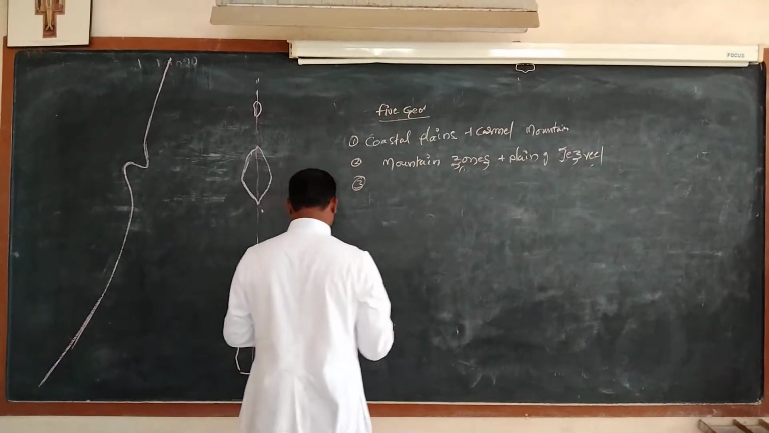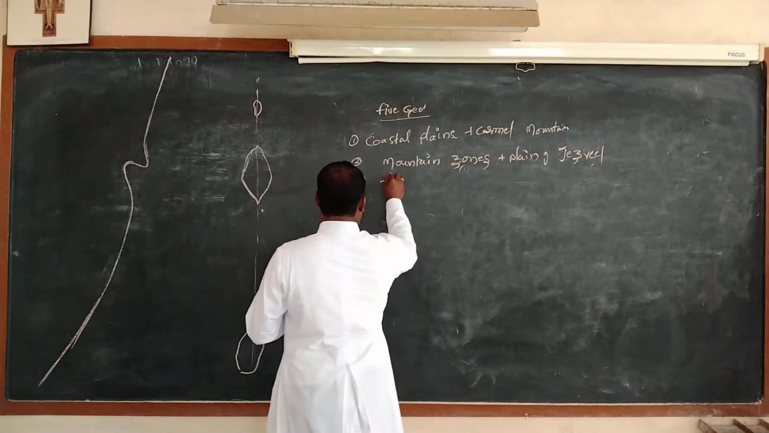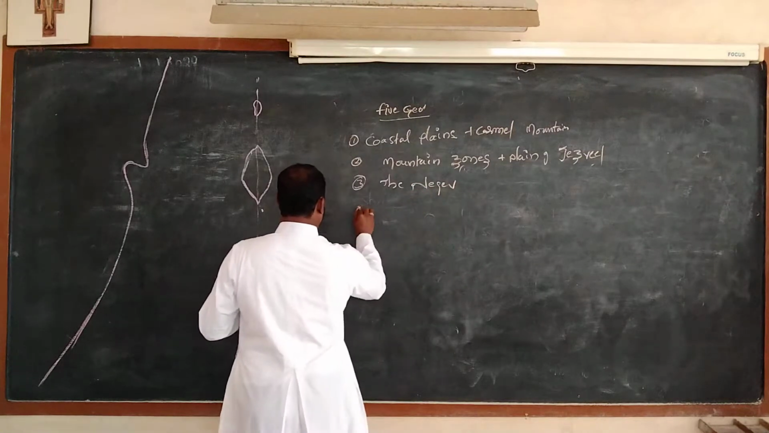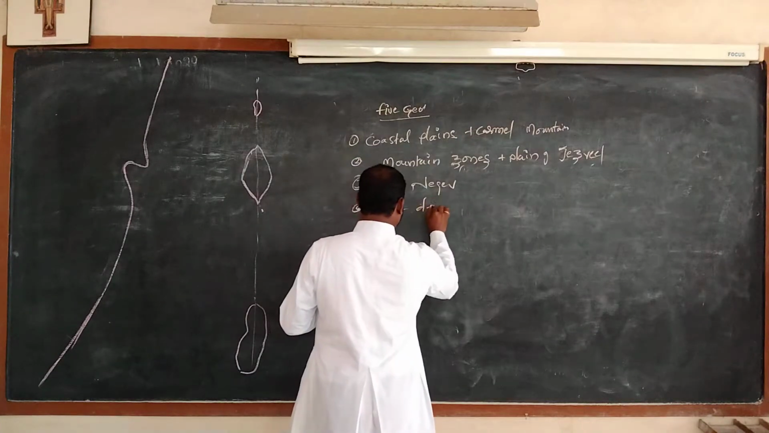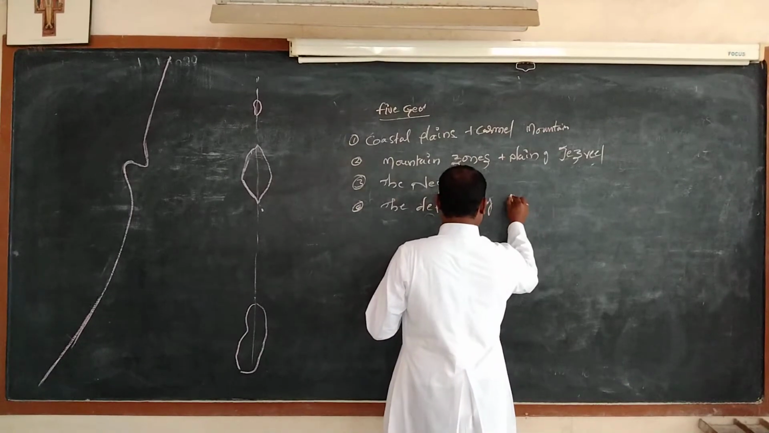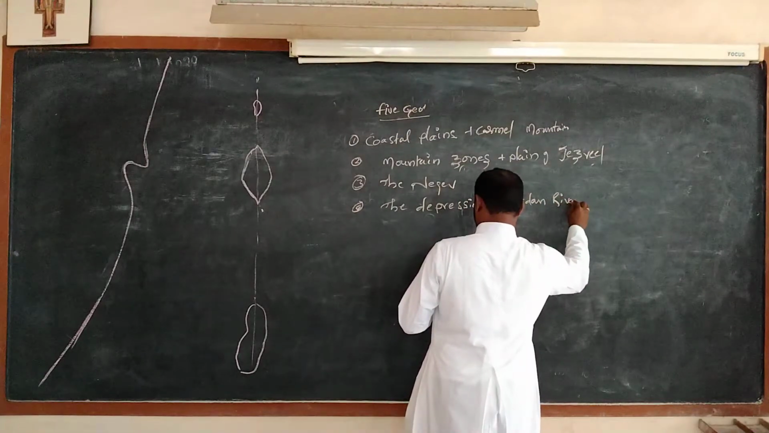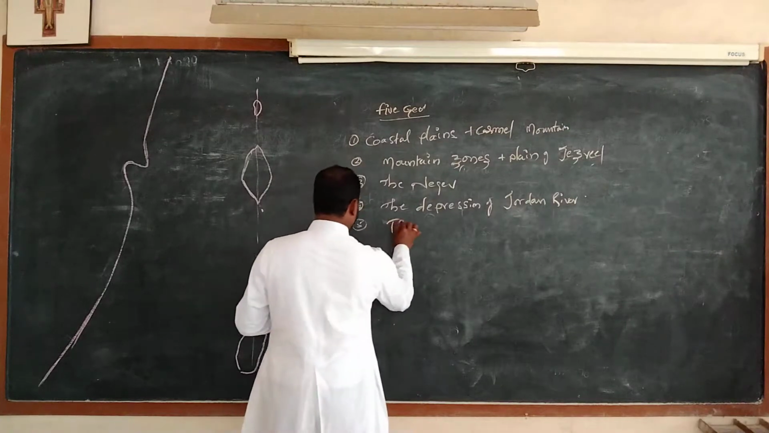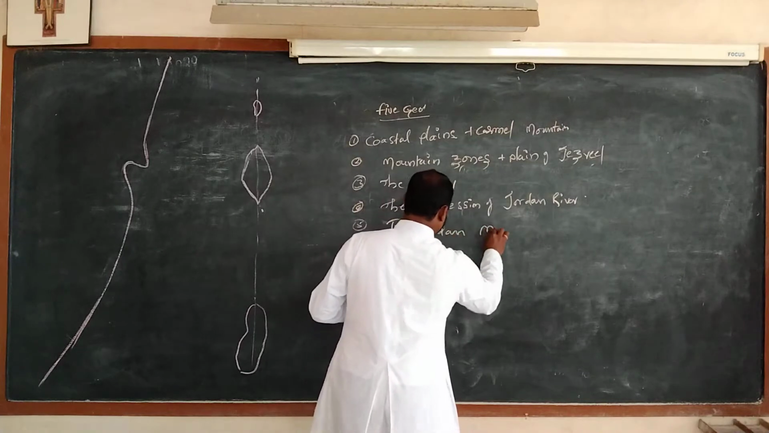Thirdly, basing on the geographical area, they give the Negev. Fourthly, the depression of the Jordan River. And fifth, Transjordan mountain.